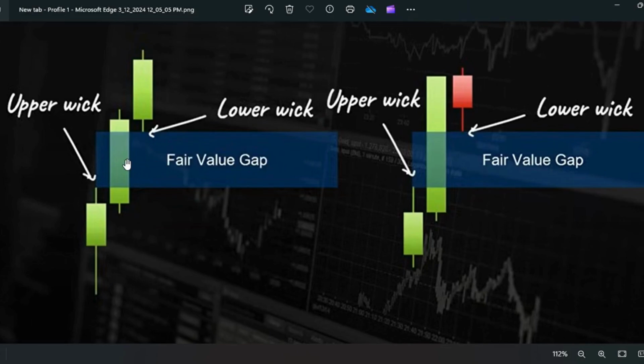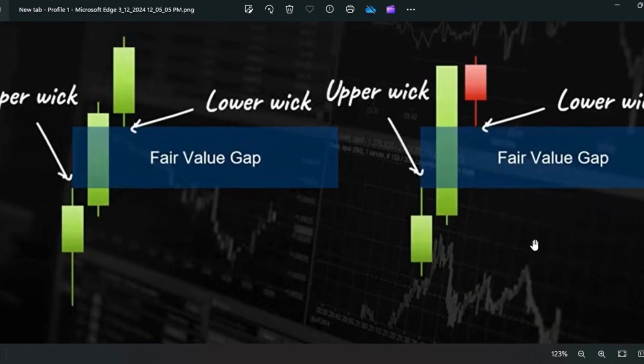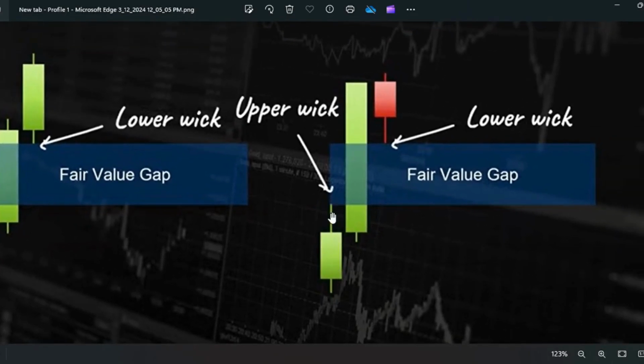regardless of the colors of the candle, be it green or red, which indicates the long position and the short position candles respectively. So in this case, as you can see, here is the first candle, here is the second candle, and here is the third candle. Whenever the upper wick of the first candle does not overlap with the lower wick of the third candle, that space or region is known as FVG, fair value gap.